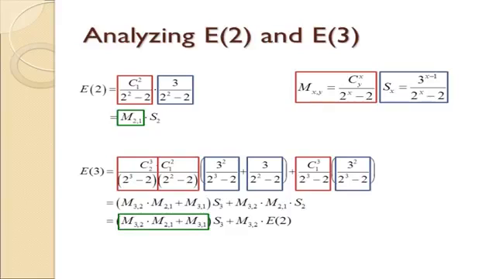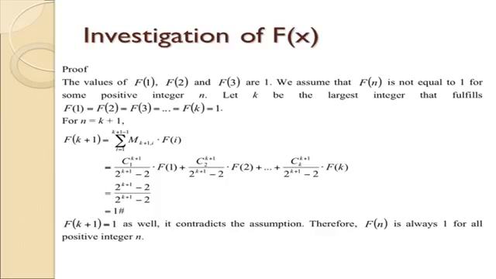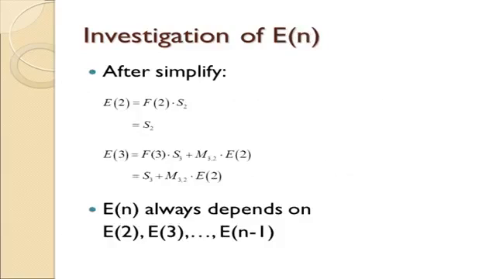Look at the expression in the green boxes. We define a function fx to present them, and find that fx is always 1. And this can be proved by contradiction. For details, please refer to the report. With the simplified expression, we find that En depends on E2, E3 up to En-1.